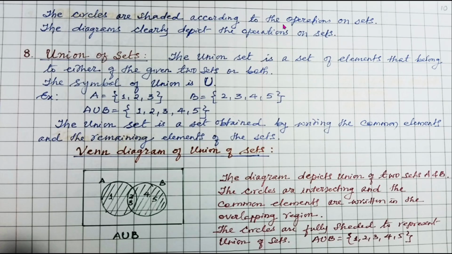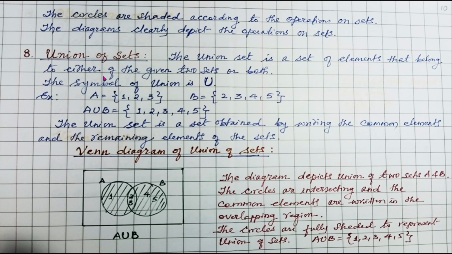Now, the circles are shaded according to the operations on sets, and the diagrams clearly depict the operations on sets. Again, I'll repeat, the circles drawn within the rectangle are shaded according to the operations on sets, and the diagrams clearly depict the operations on sets. Now let us first study the operations and also draw the Venn diagrams.